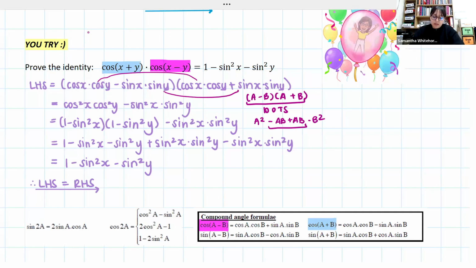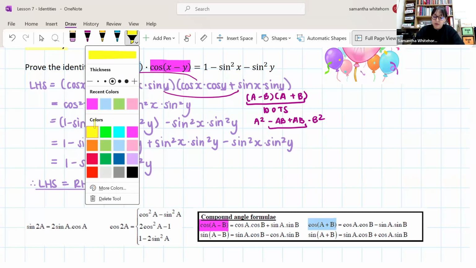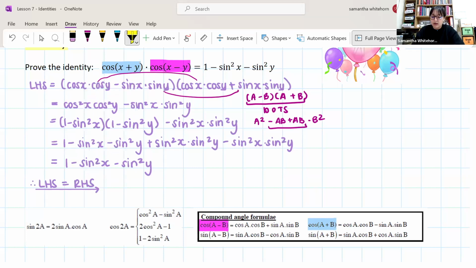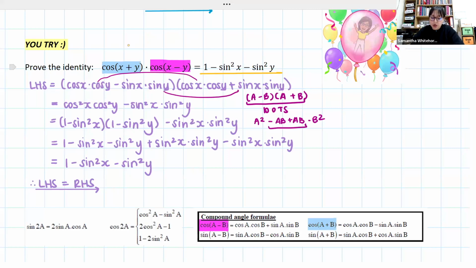So once you had that situation, you could now go a step further. Now, again, always be looking at what you are aiming towards. On my right-hand side, I'm aiming towards a situation where I've got a 1, but then I've only got sine terms. So that means these cos²x and cos²y terms need to go. I don't want that.